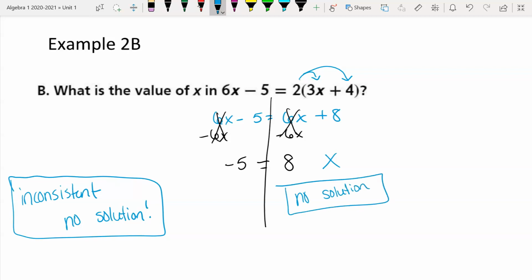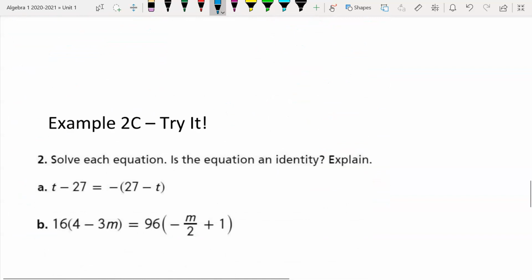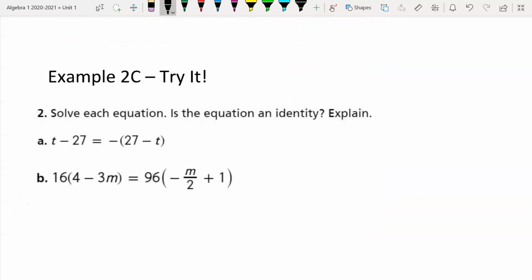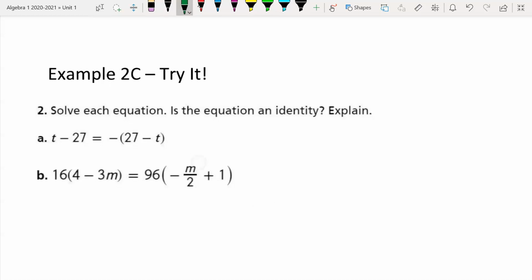All right? I want you to try these two right here. Solve each equation. Is the equation an identity? Explain. So the first thing, this is a negative 1. Hopefully you pause it and you've attempted this. You would distribute.